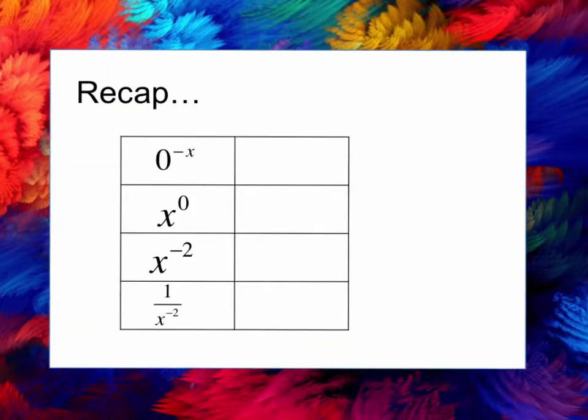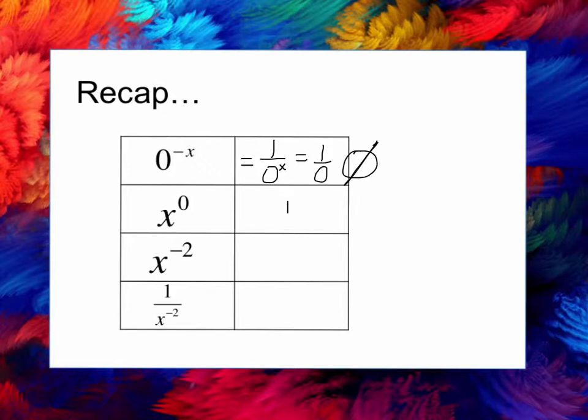Okay, let's quickly recap what we just learned. So if I have 0 to the negative x power, I would need to write that as 1 over 0 to the x power. 0 to any power will be 0. And we cannot have a 0 denominator, so this is going to be undefined.